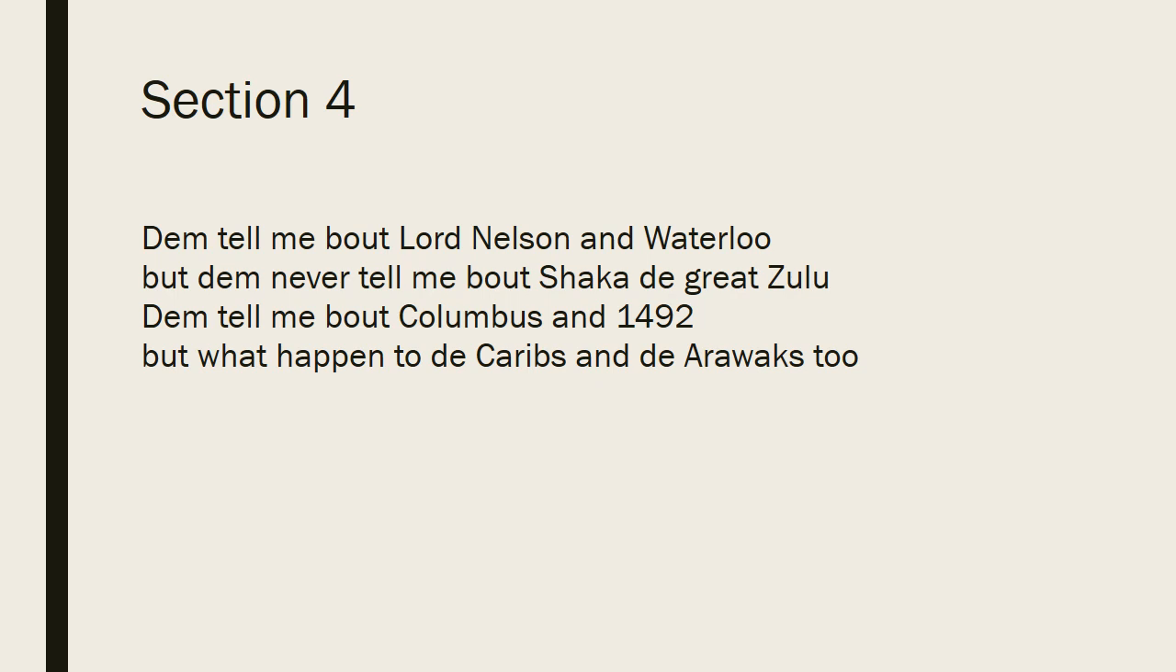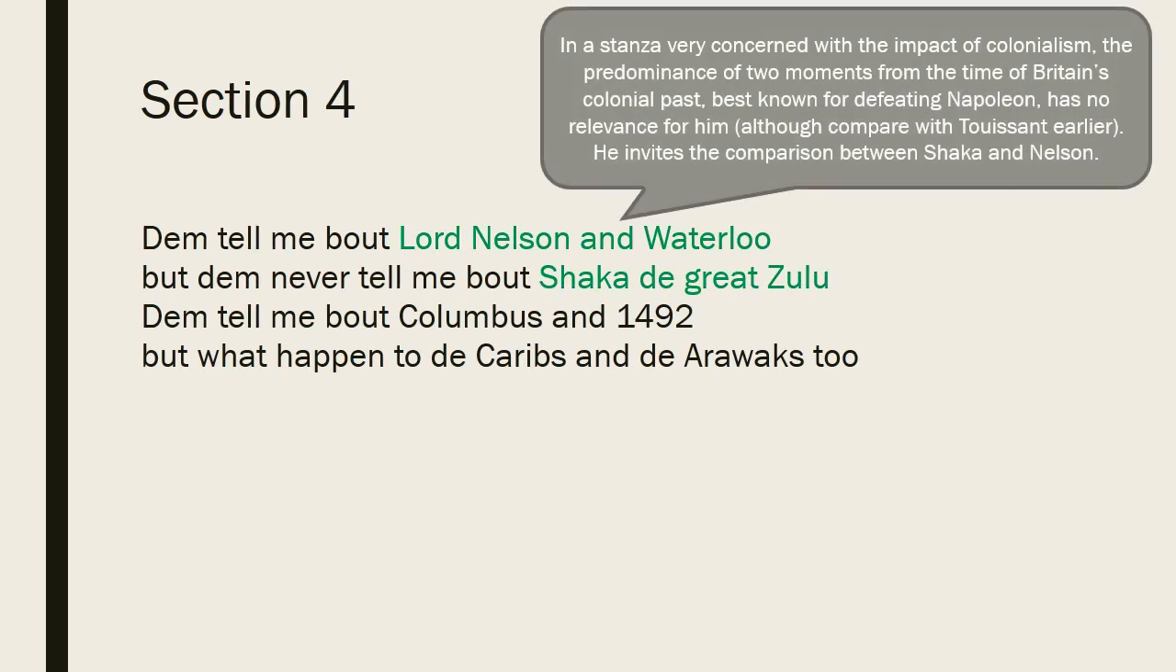So if we go into the next section, first of all, we have, as I said, a couple of these quatrains coming in. The first one dealing with Nelson and Waterloo, and that's compared with Shaka the Great Zulu. Now, it must be considered, especially when you put Columbus next to it as well, that this is a stanza, maybe why it comes in and stands almost on its own, a stanza that deals with colonialism. And it's right at the heart of the poem, absolutely almost dead centre of it. So it's like he's hitting the big issue here.